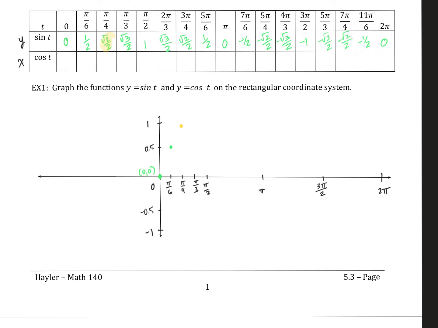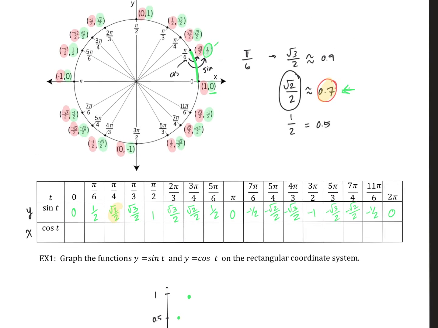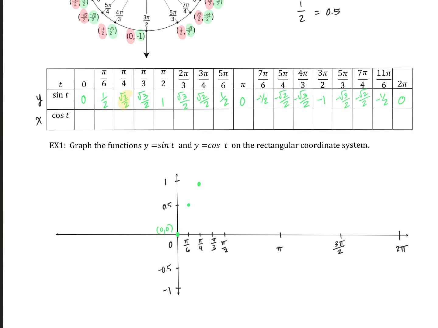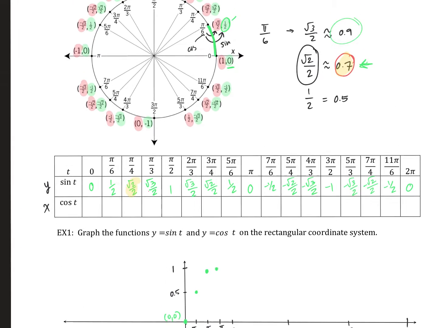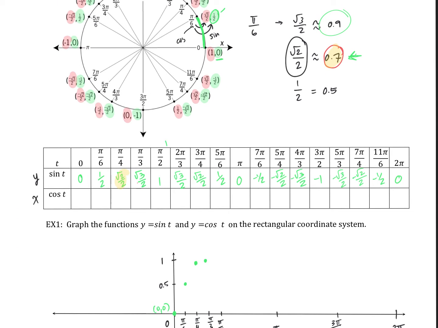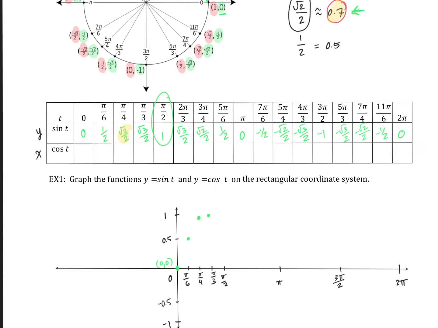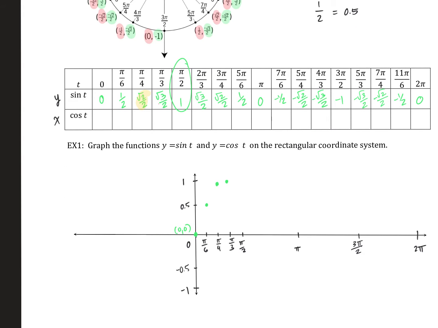Oops, wrong color. And then we have pi over 3, which is at 0.9. Still not quite at 1 yet. And then we have pi over 2, which hits 1. Pi over 2 and 1. That 1 is a little off. Let me bring that down. That's a little off there.